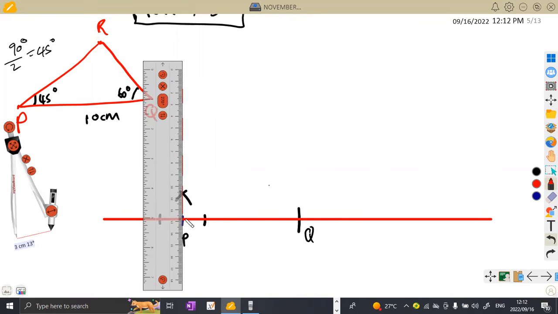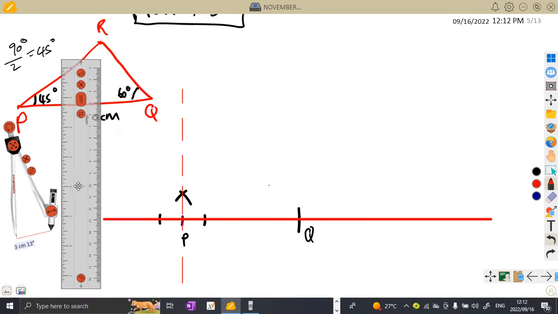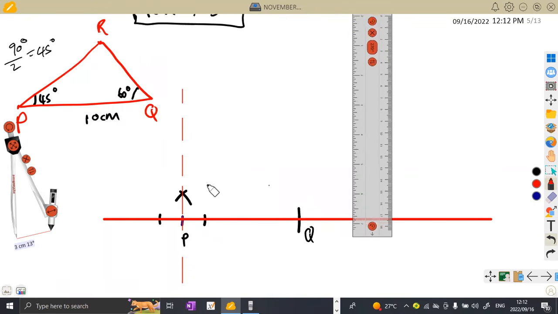Now it's too thick, guys. I wanted it to be thick, but it's now too much. But I hope we see. Okay, I hope we see that. So this is where we are having our 90 degrees.